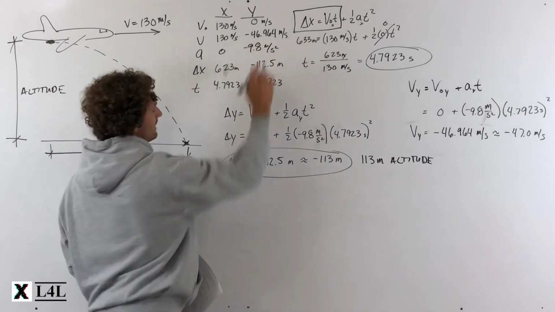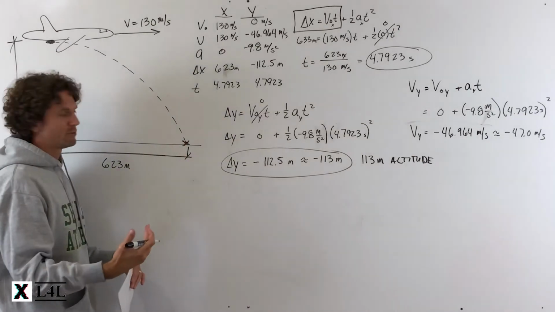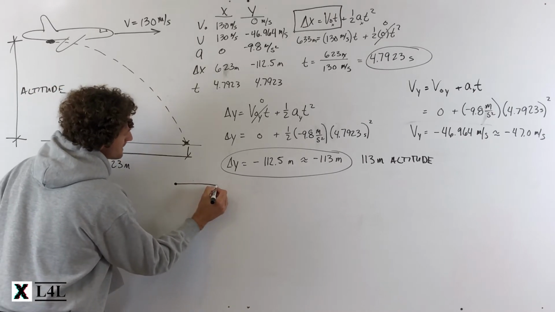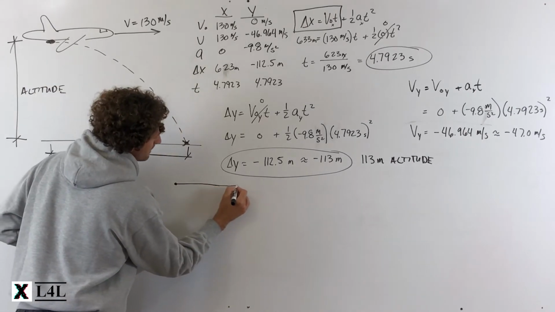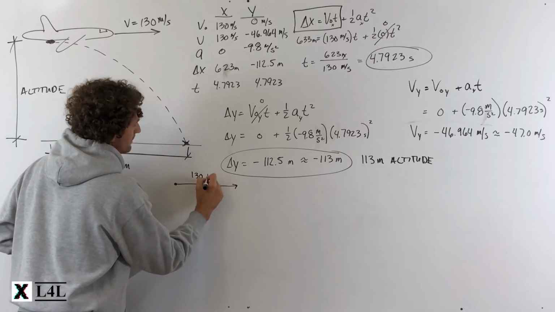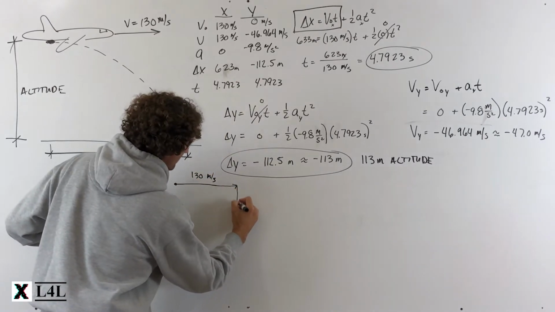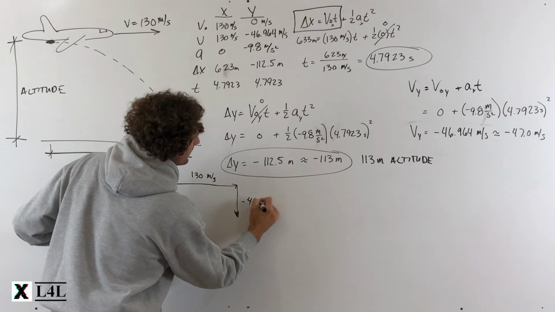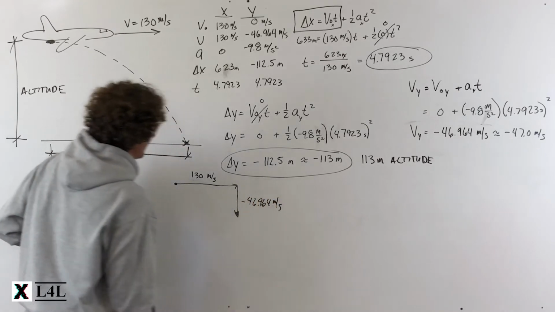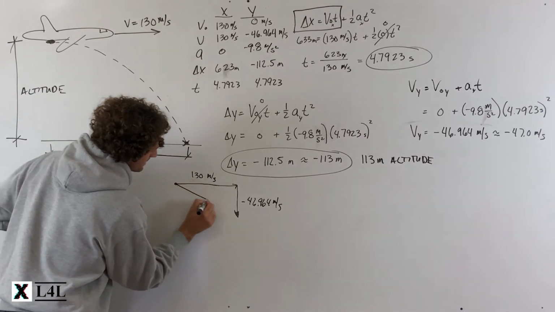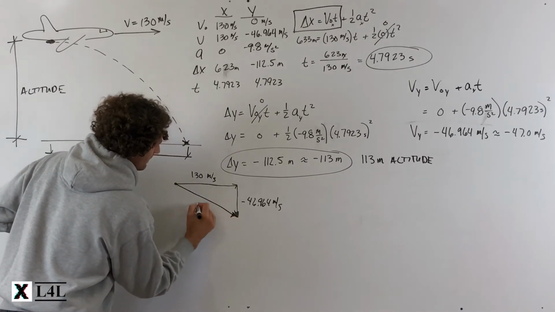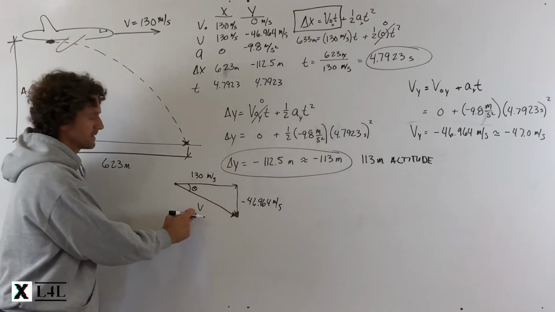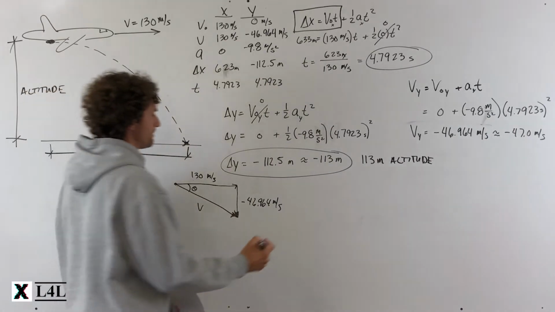We plug that back into here, and now I need to find my resultant velocity vector. So again, if we're looking at the tip to tail method, I have my horizontal velocity of 130 meters per second, and I have negative 46.964 meters per second, and it's this resultant velocity vector here, v, that we're trying to solve for, and ultimately this angle here. So first, let's find the magnitude of v using Pythagorean's theorem.